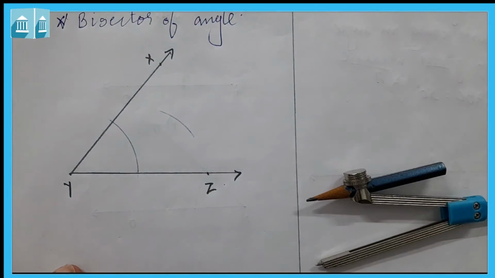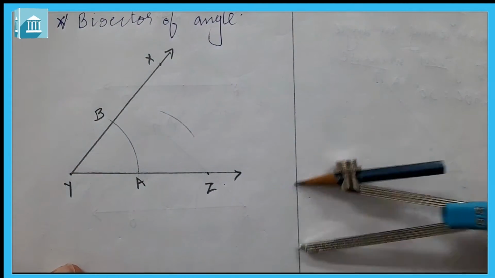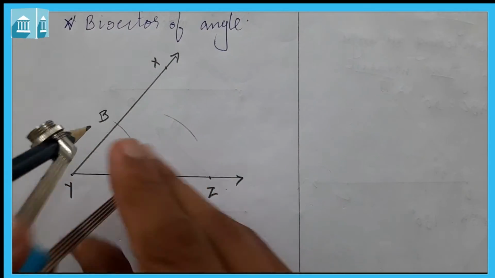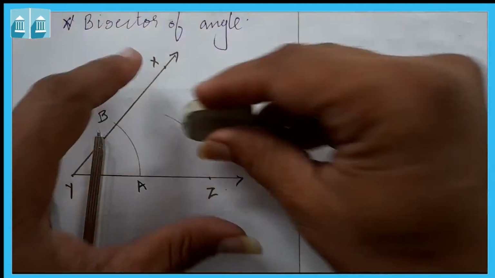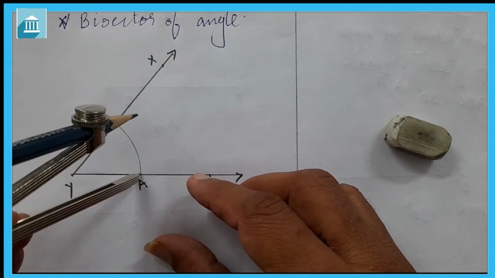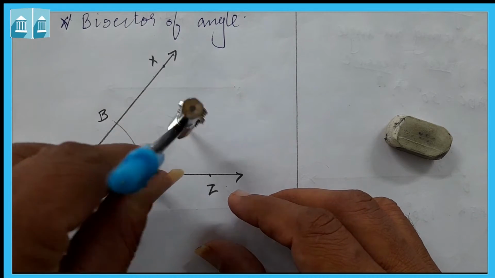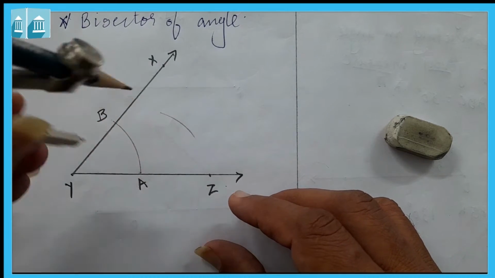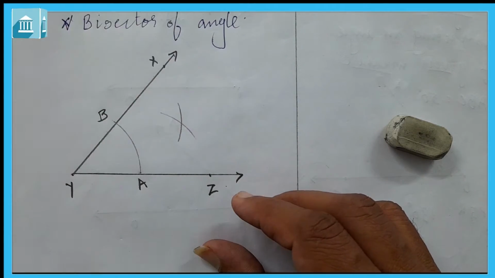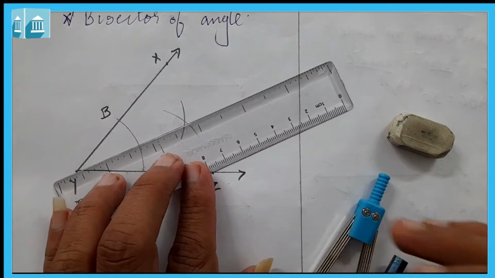ये वाला सेंटर लेंगे. इसको अगर हमने आर्क खींचा तो इसको हम A दे सकते हैं, इसको B दे सकते हैं. So with center A we will draw one arc here. A सेंटर लिया, एक आर्क हम यहाँ पे खींचेंगे. Then center B we will draw one more arc here. फिर इन दोनों को ज्वाइन कर देंगे.